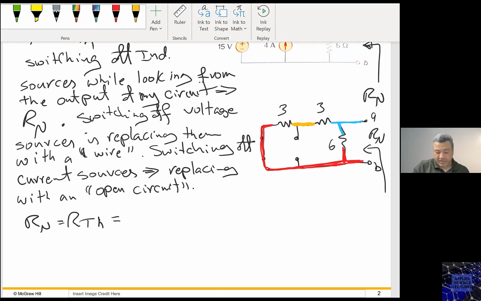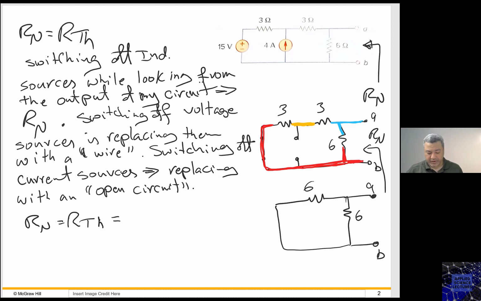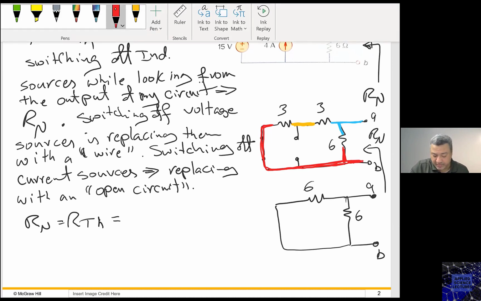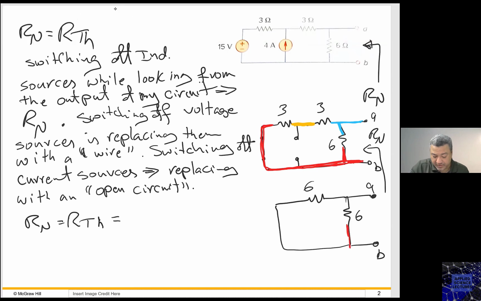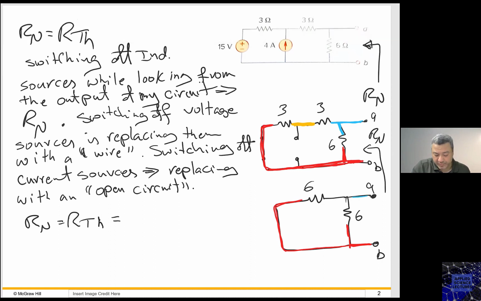I will redraw this. So I have here 6, and now the equivalent here is 6. Okay. Using the coloring again, this node is red, and the other one is blue.